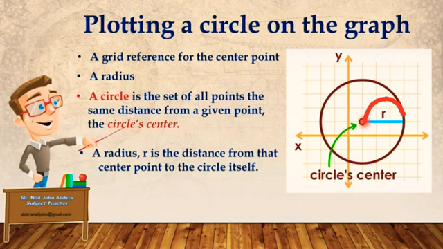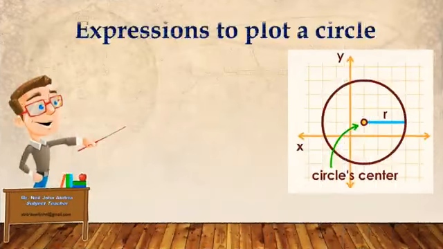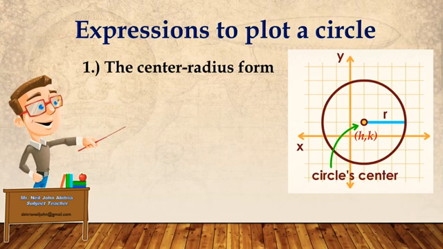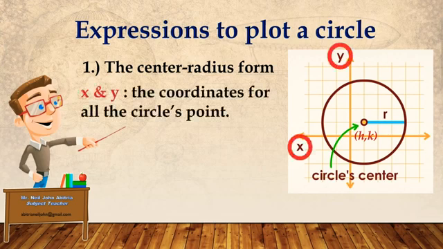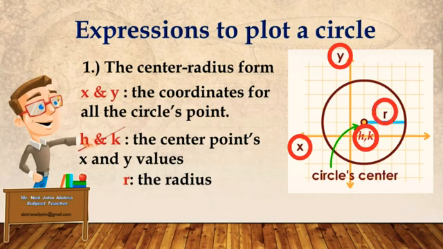On the graph, as you observe, all the points on the circle can be determined and plotted using x and y coordinates. There are two expressions to show how to plot a circle. First, the center radius form, and second, the general form. In the center radius form, x and y are the coordinates for all the circle's points, h and k represent the center point's x and y values, with r as the radius. So the center radius form looks like this.